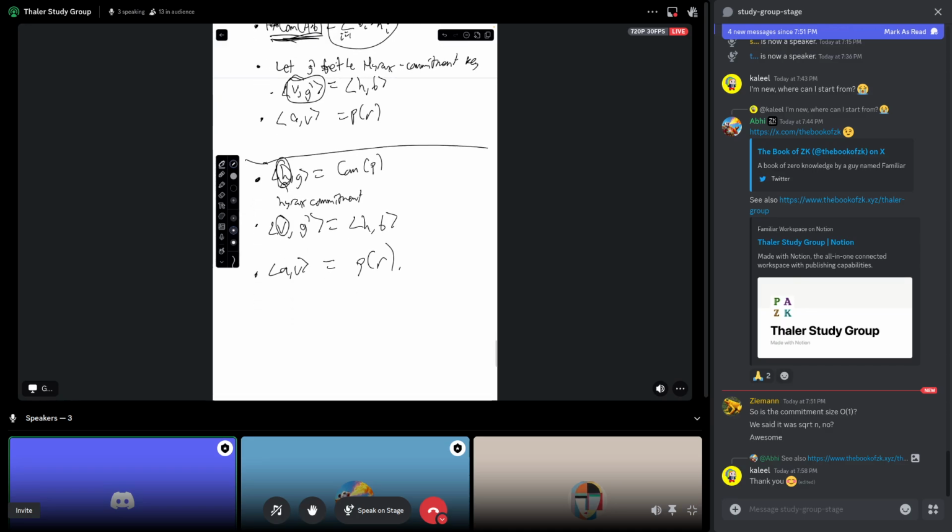Okay, and so that's how Dory works. What we have here is that we kind of need to prove two inner products about H. So we need to prove the inner product of H with G and the inner product of H with B. We also need to prove two inner products about V. We need the inner product of V with G prime and the inner product of V with A.